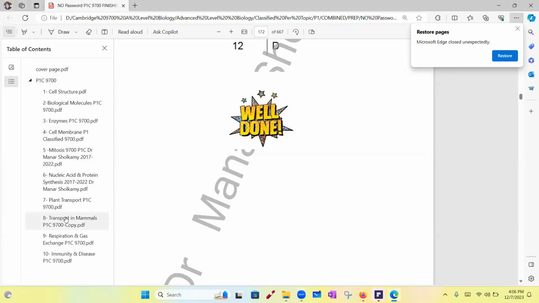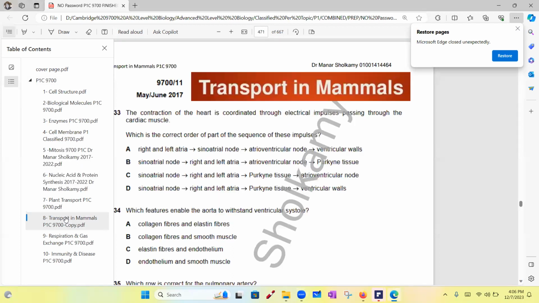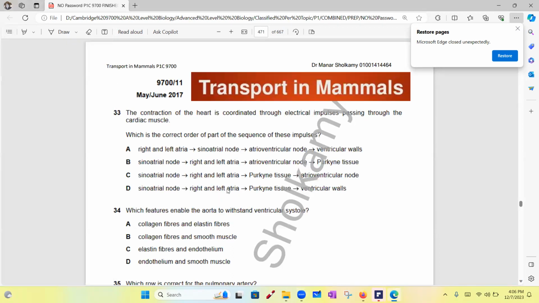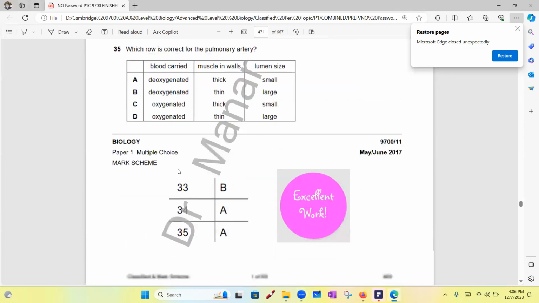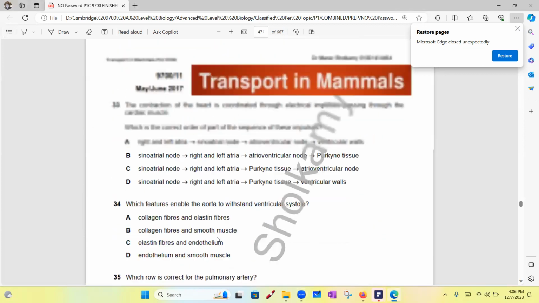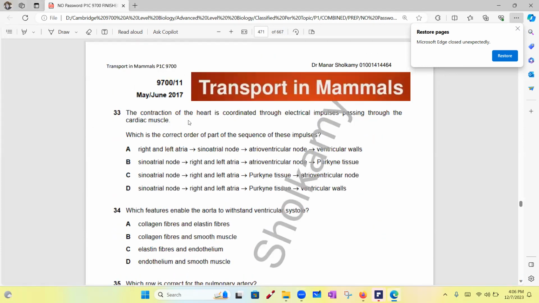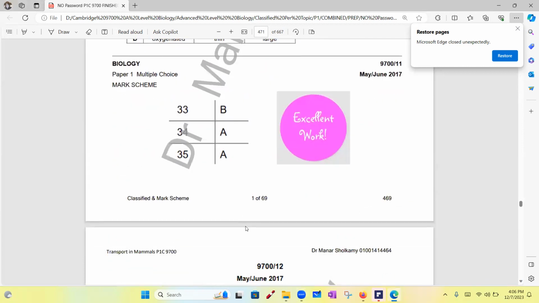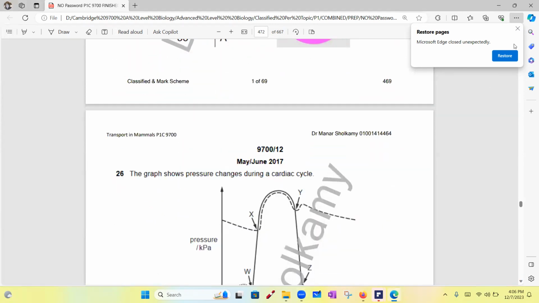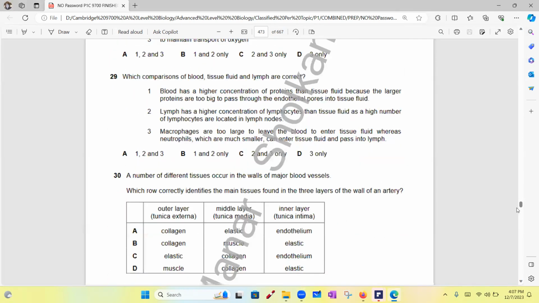Yes. Good. We will solve transport in mammals. Okay, it is 69 pages. Let me see. I would at least solve with you the last 20 pages. I would like to solve the recent exams.